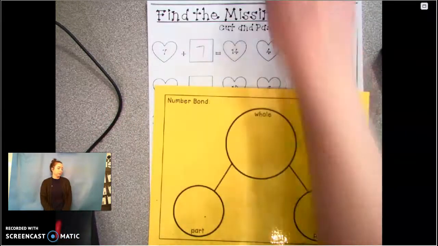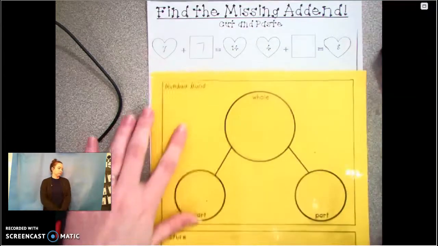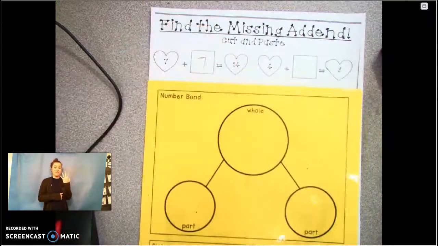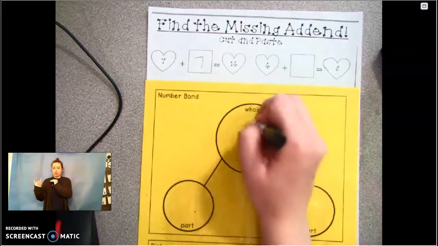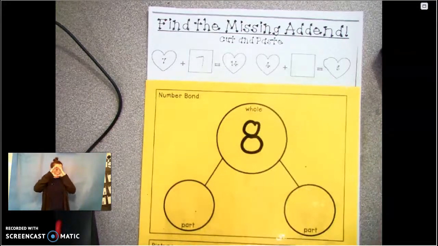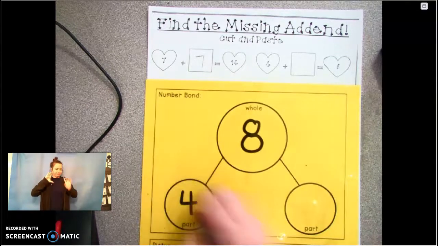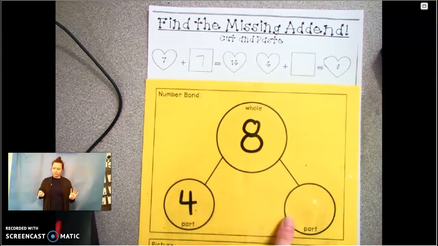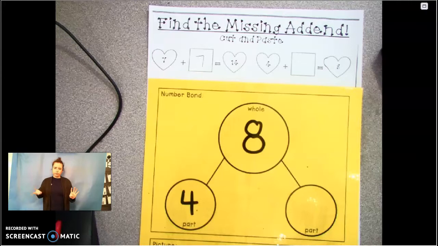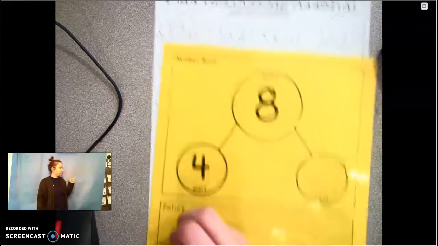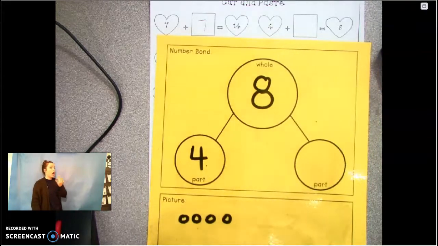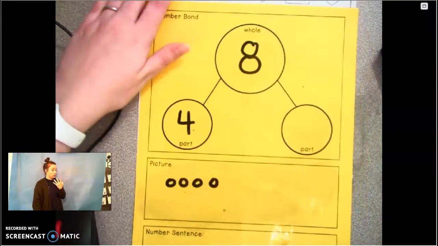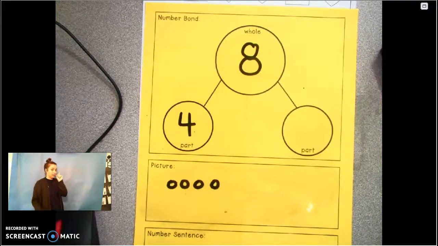Now I have 4 plus something equals 8. So I know the whole, or my answer, is 8, and a piece is 4. So something plus 4 equals 8. So let's draw our picture. I'm going to draw 4 circles, because that's how many I know I have. Now I'm going to draw squares until I have 8 shapes total.